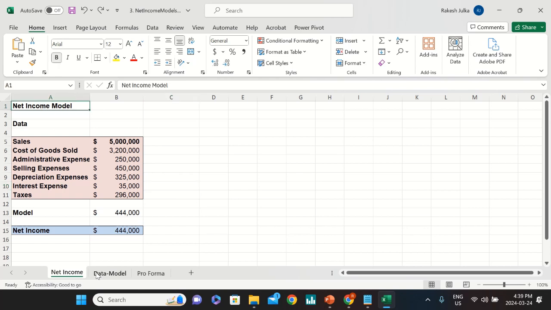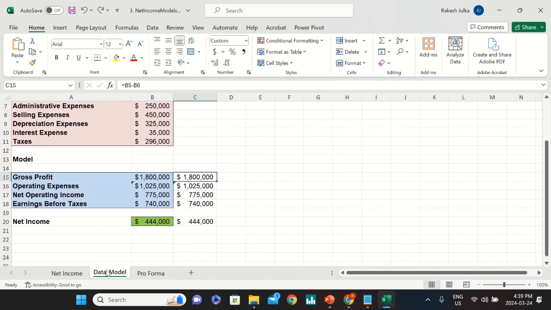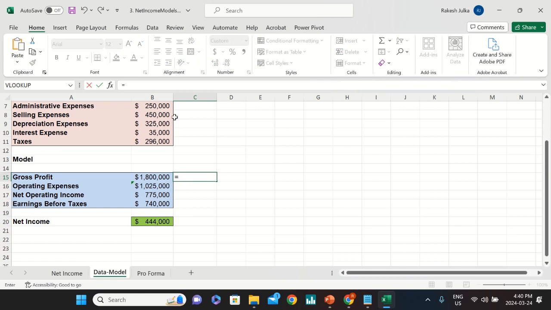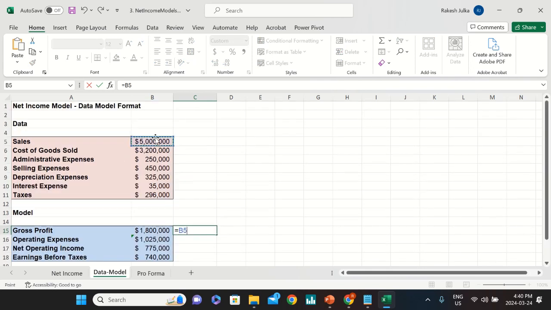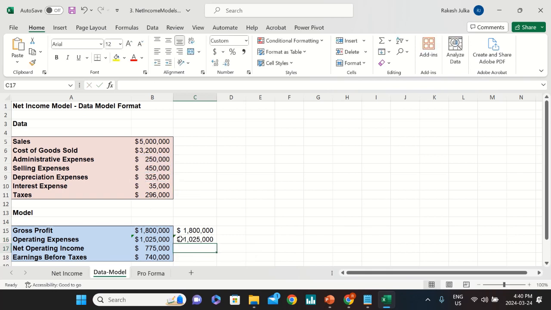Now look at this. This is one file, and second, let's say I want to delete it and make it once again. I want to calculate the gross profit. So put an equal to sign. First of all, gross profit: we know sales minus cost of goods sold is equal to gross profit. Second is the operating expenditure. Operating expenditure will be a total of all the expenses incurred in the organization for the operation of the business. Those are the operating expenditure: administrative, selling, and depreciation.